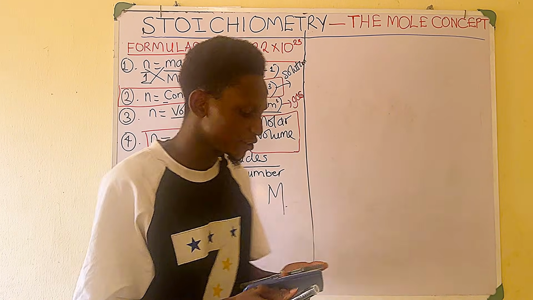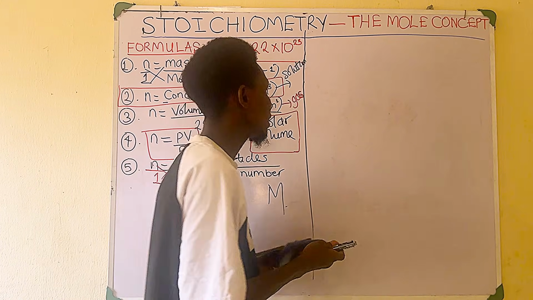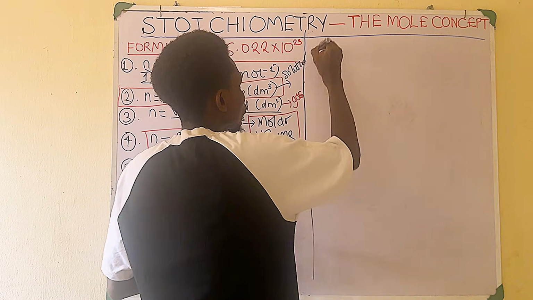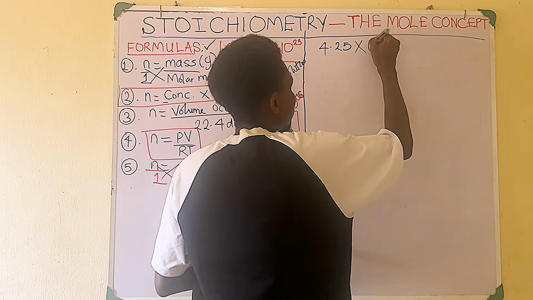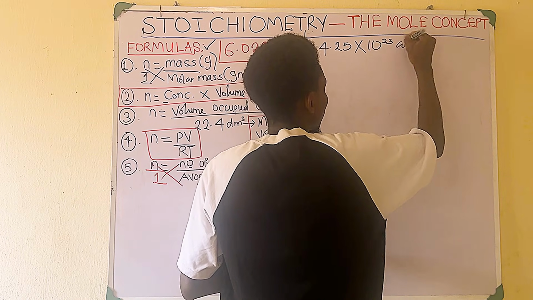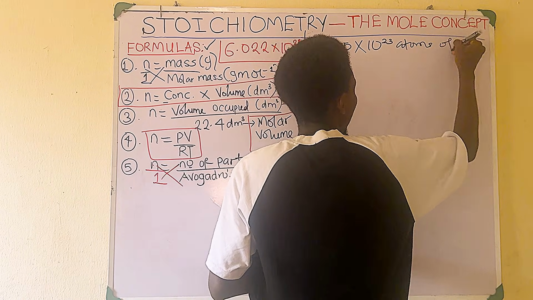So the next question is 4.25 times 10 raised to the power 23 atoms of copper. 4.25 times 10 raised to the power 23 atoms of copper.